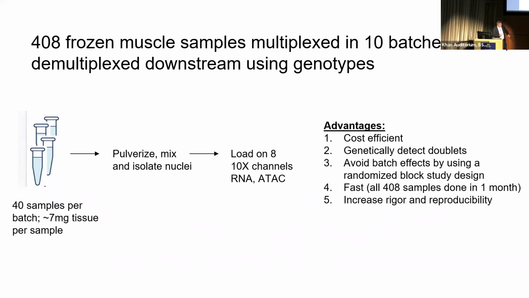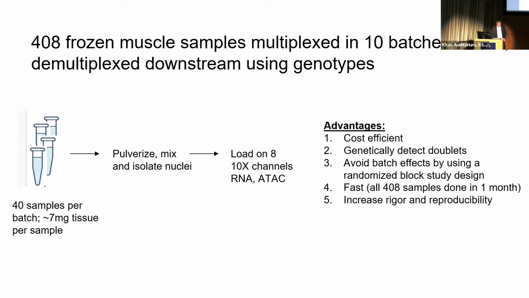Again, everything very well controlled in these batches, and we implemented a randomized block study design to control for any covariates of interest. We did lots of ATAC and RNA single nucleus sequencing, and the value of this is it's super cost efficient because you can massively overload these flow cells when you're doing this type of multiplexing, because you're not scared of doublets anymore.